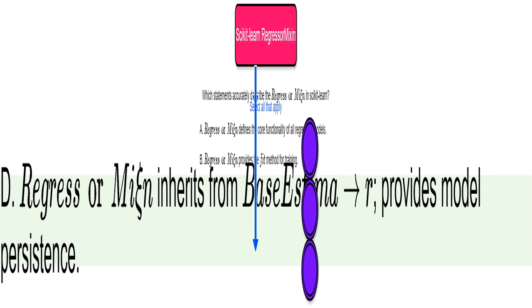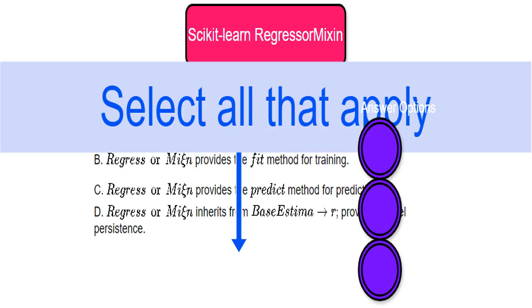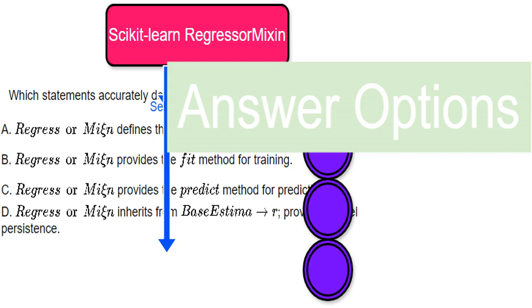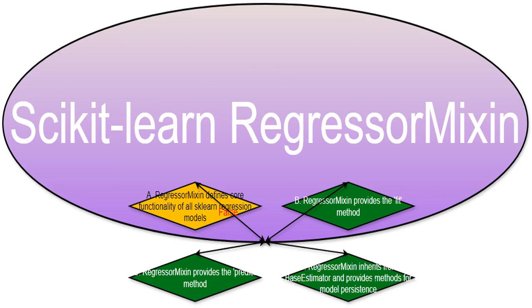"RegressorMixin" inherits these benefits. Remember, multiple answers could be right. Make sure you carefully consider each option. These are the options you'll choose from to answer the question about "RegressorMixin". This refers to a specific class within the popular Python machine learning library, Sklearn. It's a crucial component, but not a standalone model itself. Think of it as a toolkit.